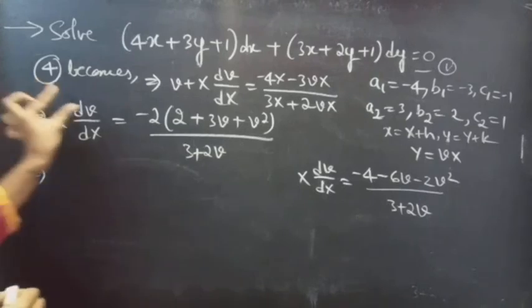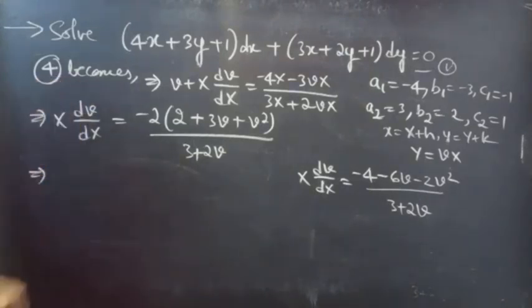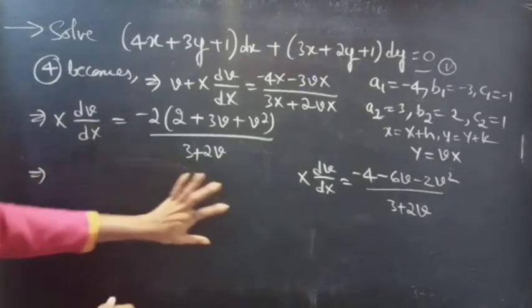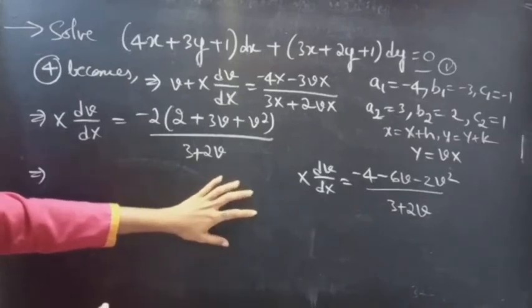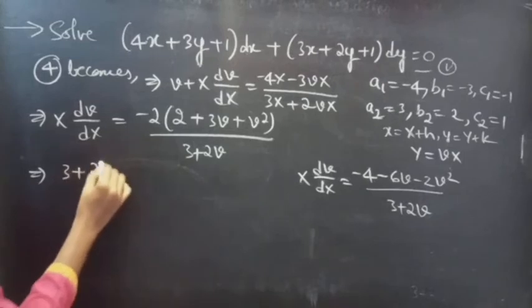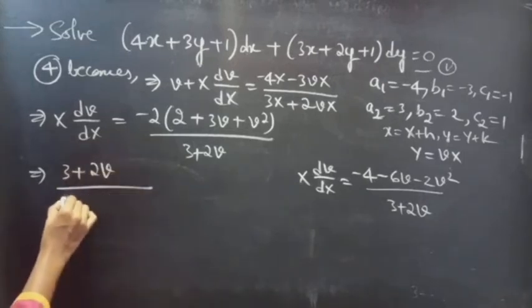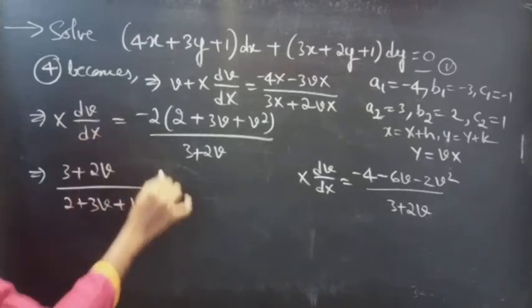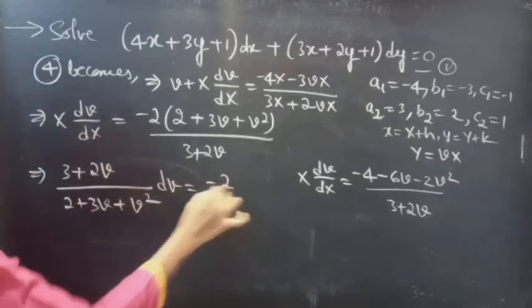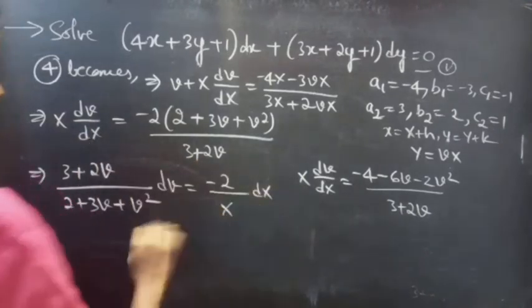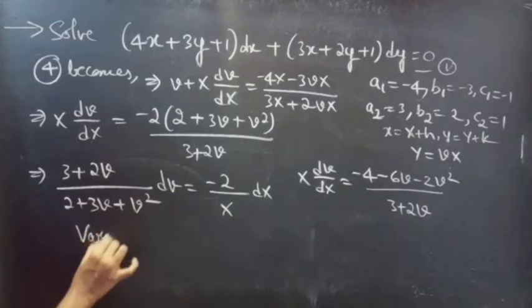Now we'll separate the variables. Since you're having dv in the numerator of the LHS, we'll take all the functions of v to the LHS into dv and functions of x into dx on the other side. We'll get 3 plus 2v by 2 plus 3v plus v square into dv equals minus 2 by x into dx. So here the variables are separable.